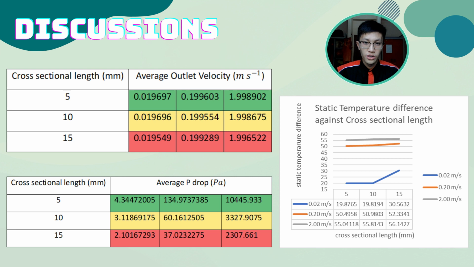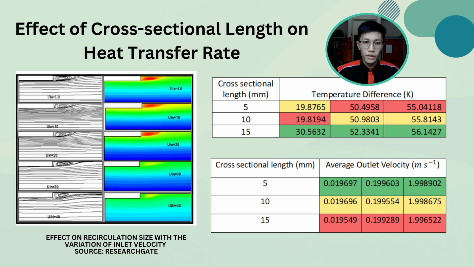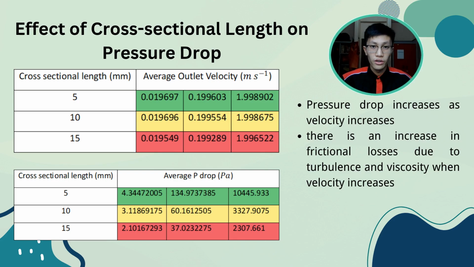Looking at this velocity distribution contour for 0.02 meter per second, it is observed that a recirculation region is formed for the smallest cross-sectional length, which is 5 mm. However, its impact on the heat transfer rate is significant only at 0.02 meter per second. This recirculation causes the temperature of the fluid near the surface to increase, which leads to a decrease in the heat transfer rate, as shown in the previous section, where 10 mm has a lower static temperature difference compared to 5 mm length. However, this only happens at low velocity because the effect of the recirculation size decreases with increase in inlet velocity. Whereas for pressure drop, it decreases with increasing cross-sectional length.